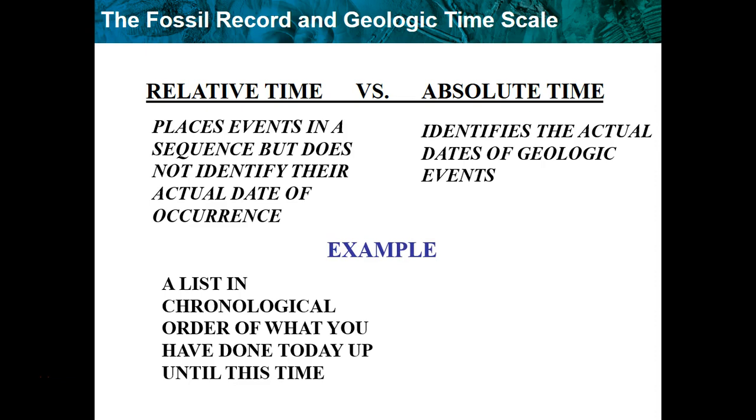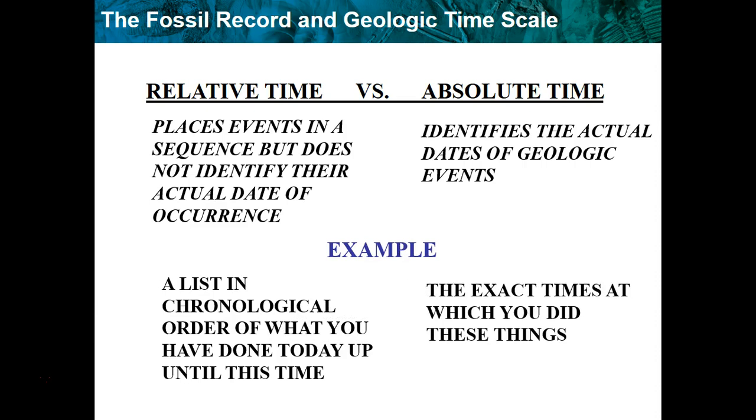So, for example, relative time would be a list in chronological order of what you've done today up to this time. So maybe you woke up, and then you brushed your teeth, and then you ate breakfast, and then you put on your clothes for school, and then you got in a car or on the bus and came to school. Whereas absolute time would tell me that you got up at 6:50 and then you brushed your teeth at 6:52 and you ate breakfast at 7:03 and so on and so forth.